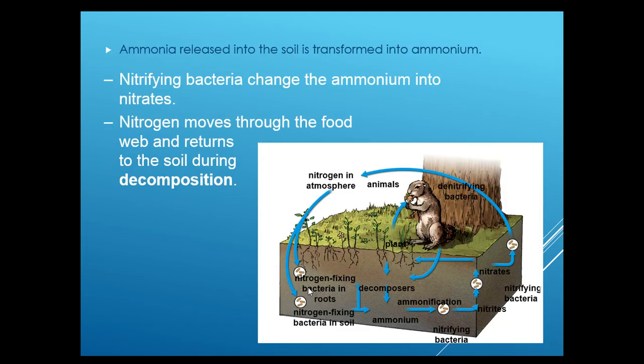And what we find happening is that ammonia is going to be released into the soil and it'll be transformed into ammonium. Then the nitrogen moves through a food web, as you see here, as various organisms will be eating the plants, and then it will be returned to the soil through decomposition. And the process will start over with the nitrogen fixing bacteria, and it'll move continuously throughout an ecosystem.